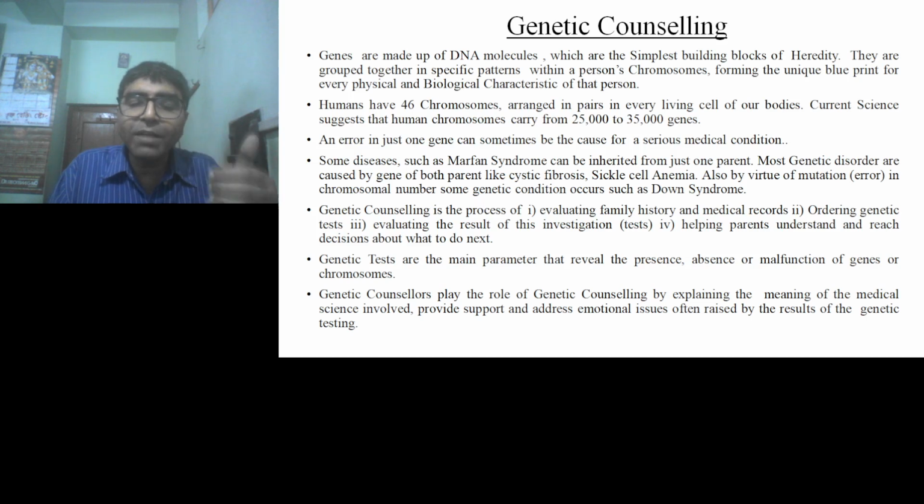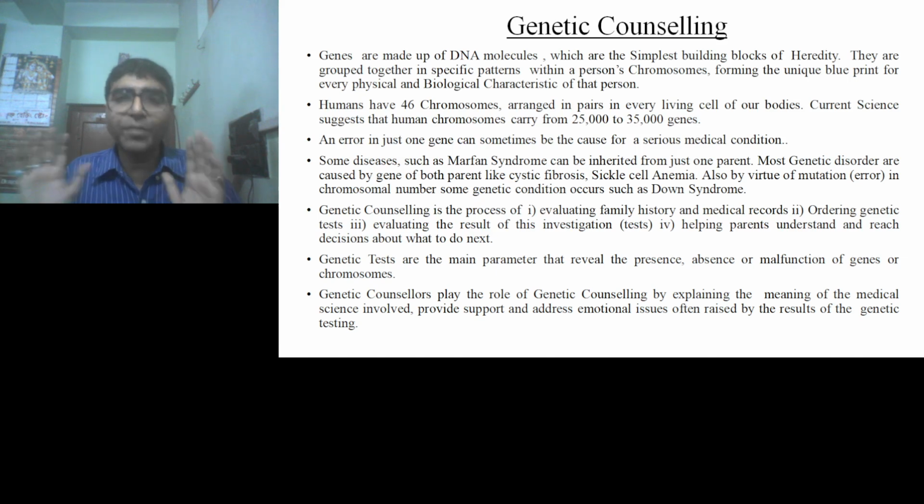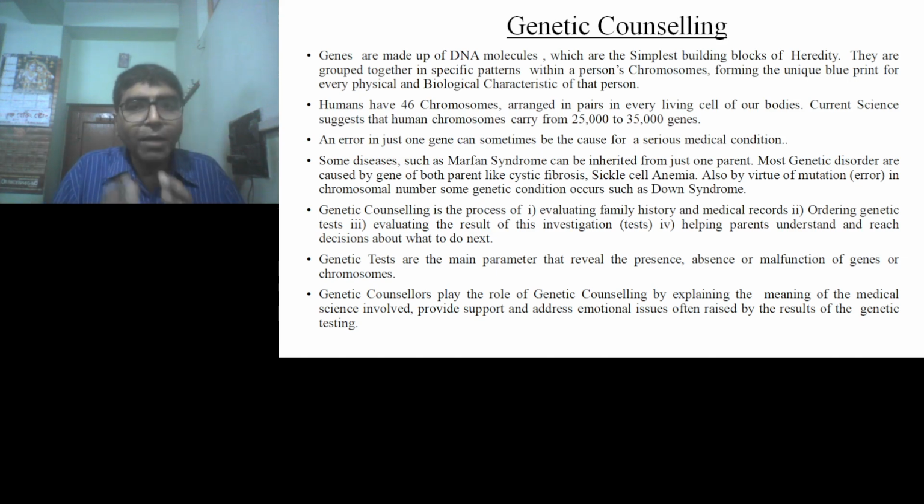The sequence is starting from a cell to chromosome, chromosome to DNA, DNA to gene, and gene, with an arrow, to trait. So this is the sequence by which the gene comes into our picture. That's all. We know the chromosome number is 46, that is 22 pairs plus 1 pair. The 22 pairs are known as autosomes, and the 1 pair is the allosome or the sex chromosome, which determines boy or girl.